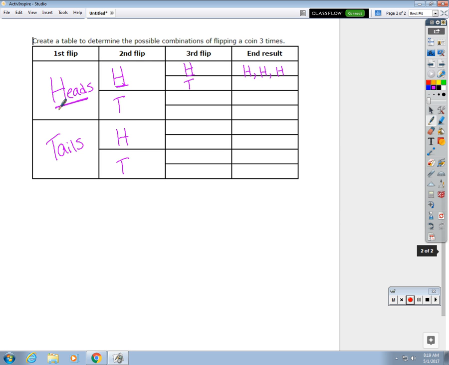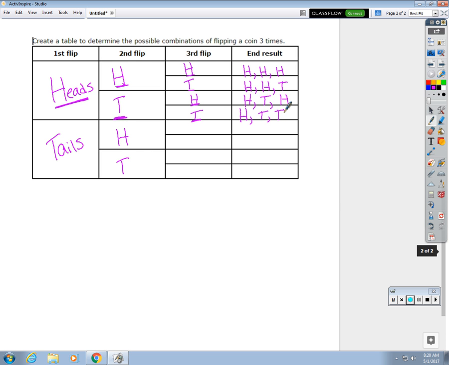If I flip it the first time and get heads, and then I flip it the second time and get tails, my third chance, I could get heads or tails. First flip was heads, second flip was heads, third flip was tails. That would give me heads, heads, tails. Let's say my first flip was heads, but my second flip was tails, and my third flip was heads. That would mean I'd have heads, tails, heads. First flip was heads, second flip was tails, third flip was tails, so I would have heads, tails, tails.